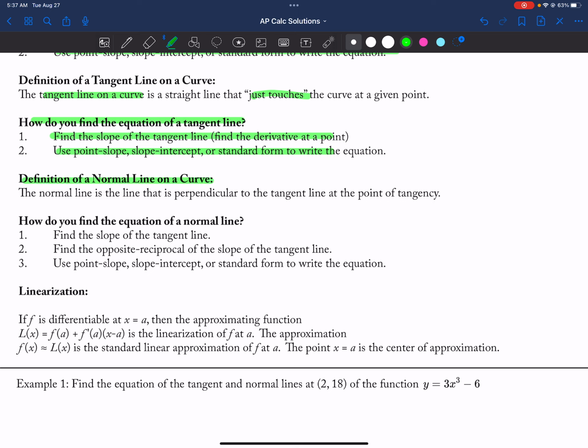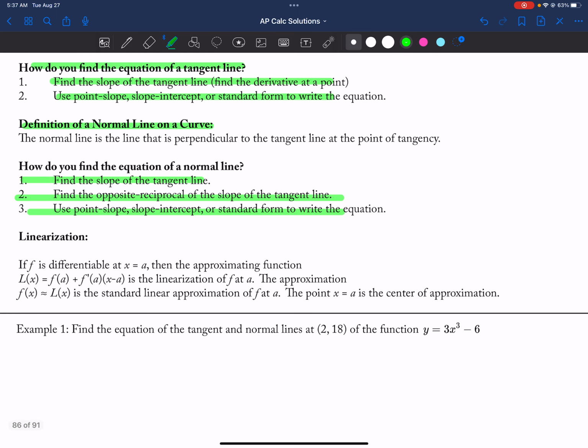Normal line is perpendicular to the tangent line, so that means you have to find the tangent line slope. Then you have to take the opposite reciprocal of it, which is there, and then you use point slope form. Yay.